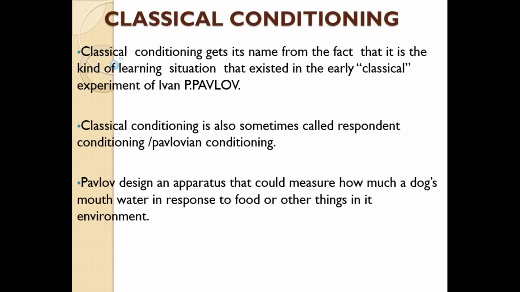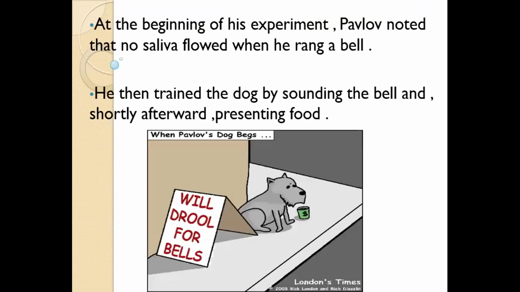Classical conditioning gets its name from the fact that it is the kind of learning situation that existed in the early classical experiment of Ivan P. Pavlov. Classical conditioning is also sometimes called respondent conditioning or Pavlovian conditioning. Pavlov designed an apparatus that could measure how much a dog's mouth watered in response to food or other things in its environment.